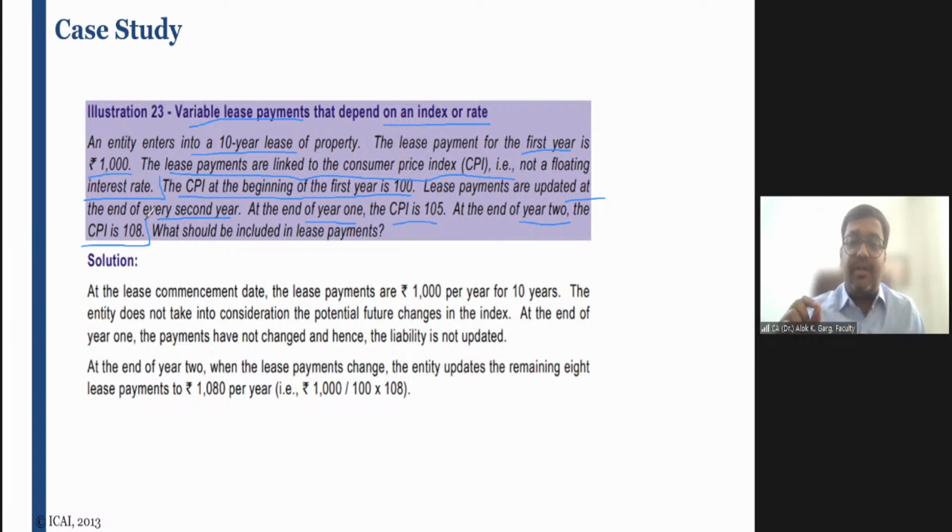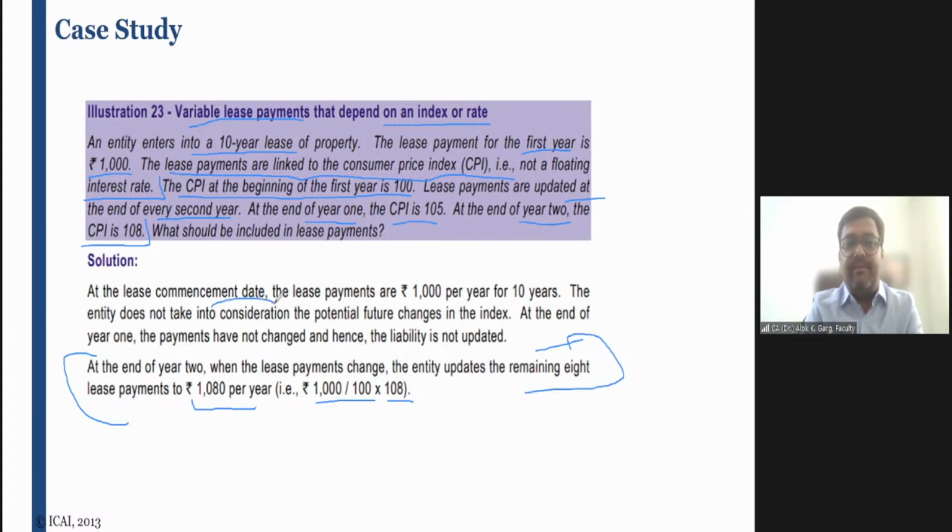You have to consider the consumer price index after the end of the second year, which is 108, right? If at 100 my rent is 1000, what will be my rent when the consumer price index reaches 108? It will be 1080: 1000 divided by 100 multiplied by 108. This lease payment will become 1080.